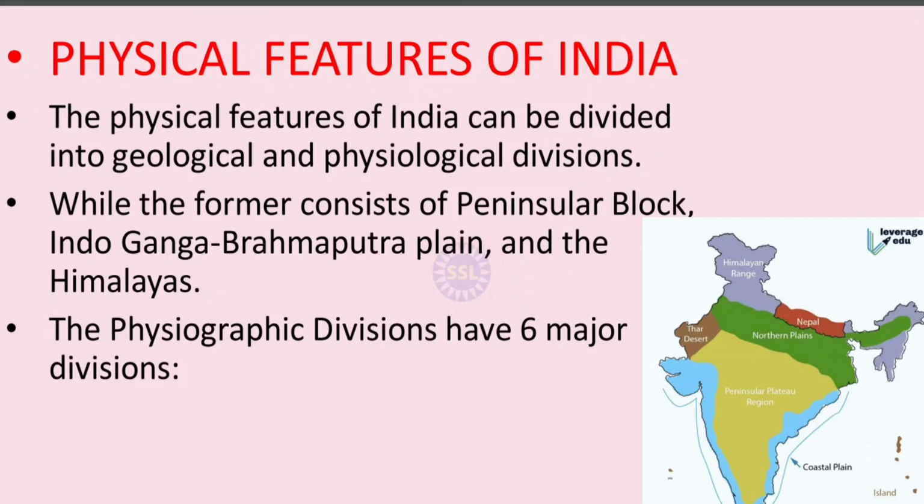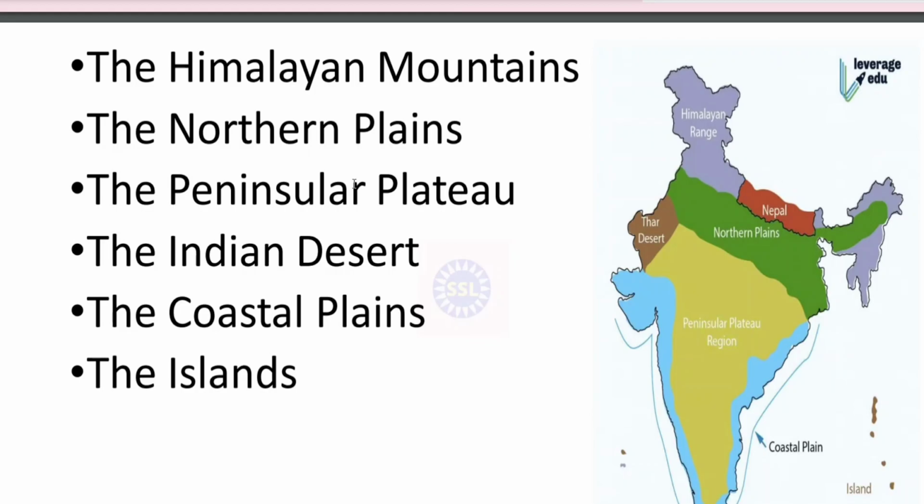They are Peninsular block, Indo-Ganga-Brahmaputra plain and Himalayas. The physiographic divisions have 6 major divisions. In this video, we will learn in detail about 6 major divisions. They are the Himalayan mountains, northern plain, the peninsular plateau, the Indian desert, the coastal plain and the islands.